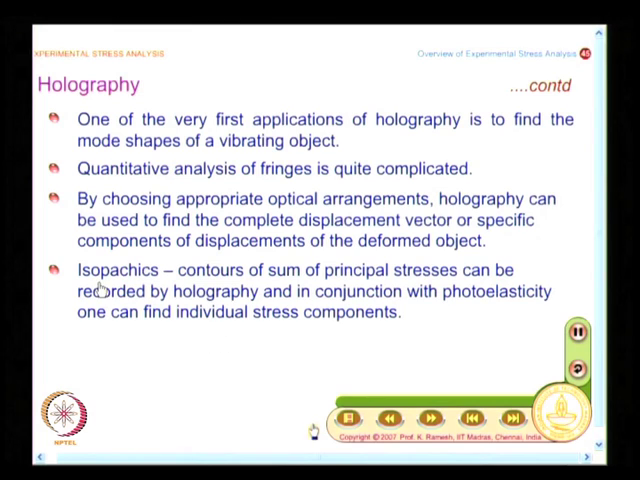Holography essentially gives you the depth information. Suppose I have this as a specimen, when I deform it, when I pull it and deform it, you will have thickness variation. Thickness variation could be related to sigma 1 plus sigma 2. So, when I record that as a whole field information, I call those contours as isopatchics. So, this is where holography comes.